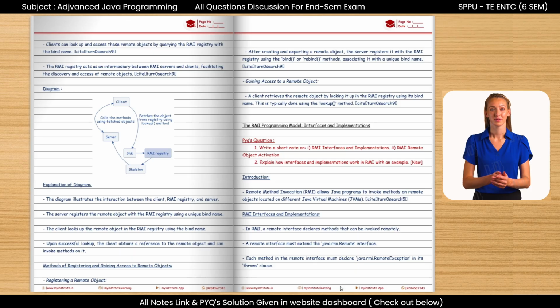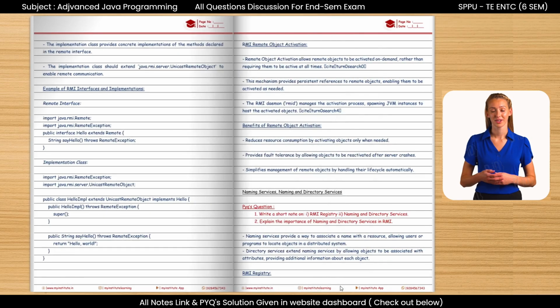From this topic, we can expect the question like, write a short note on RMI remote object activation and RMI interfaces and implementations. Remote object activation allows an RMI server to activate objects only when needed, saving system resources. RMI interfaces define the methods that a remote object can execute, and the implementations provide the actual functionality.